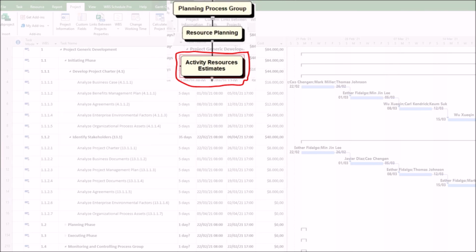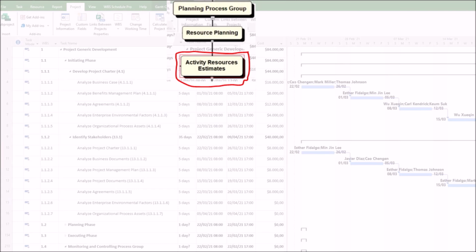In conclusion, neglecting the estimate activity resources process doesn't just create a minor paperwork gap, it systematically dismantles the project's ability to succeed. Skipping or rushing this process leads to, first, unrealistic schedules and budgets. Second, constant firefighting due to resource conflicts. Third, unexpected cost overruns. Fourth, low team morale due to overallocation. Fifth, high risk of project failure.